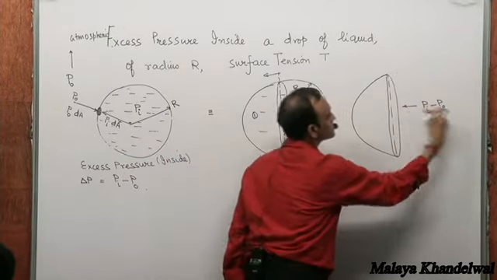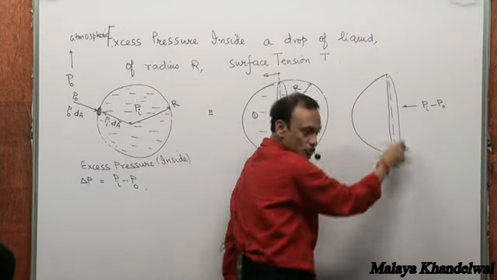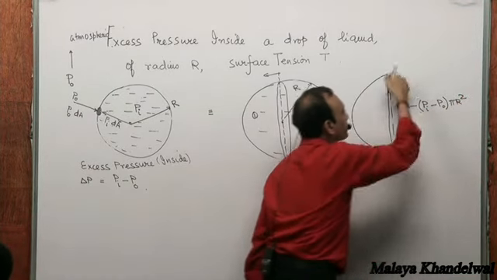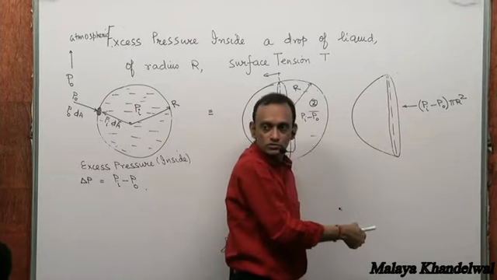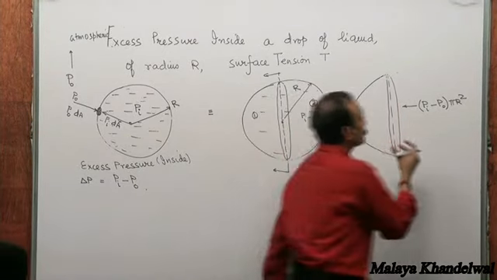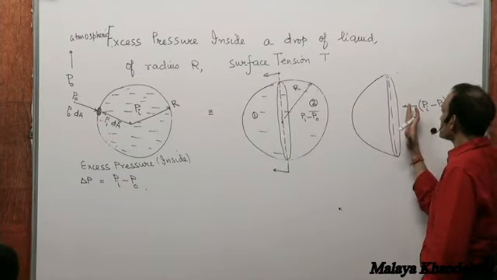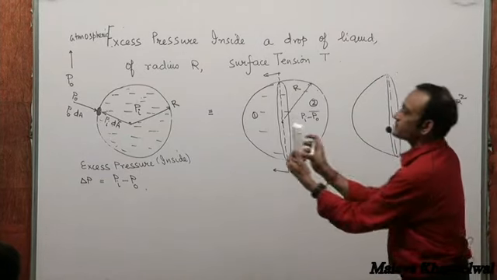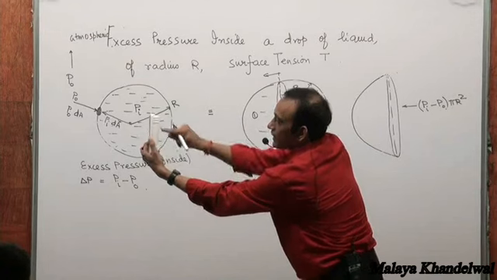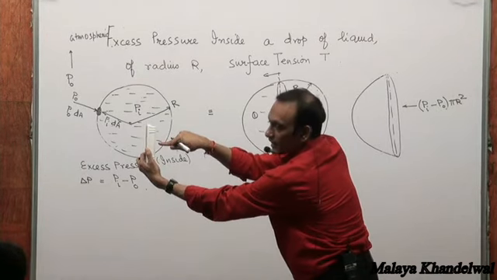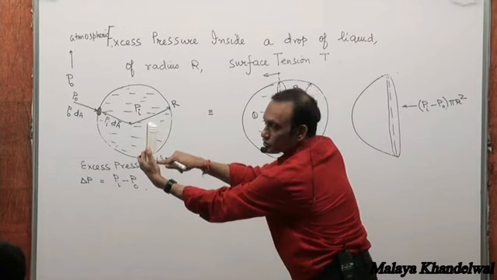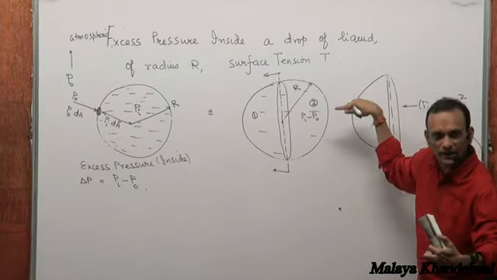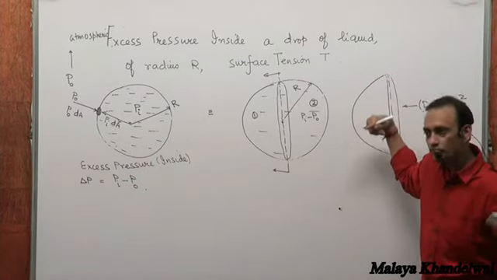This hemisphere will exert on this, through this surface, a force Pi minus P naught into pi r squared. Pi r squared is the area of this exposed circular region, yes or no? Force is pressure into area. The pressure to the right is Pi minus P naught, and that pressure is acting on this circular area. How much force will be exerted on this? Pressure into area, Pi minus P naught into pi r squared, right?